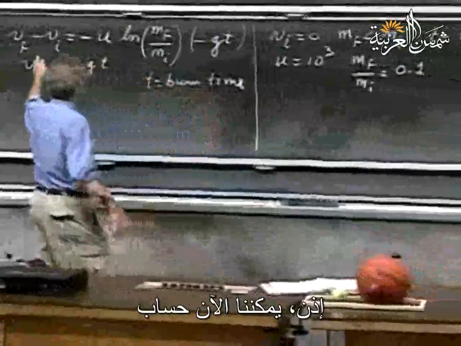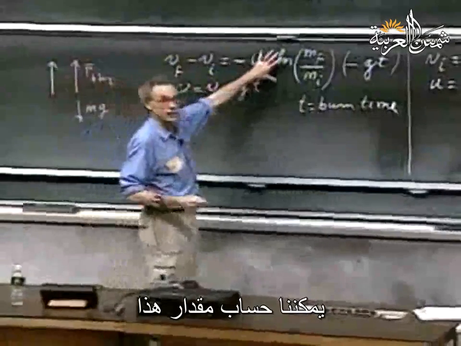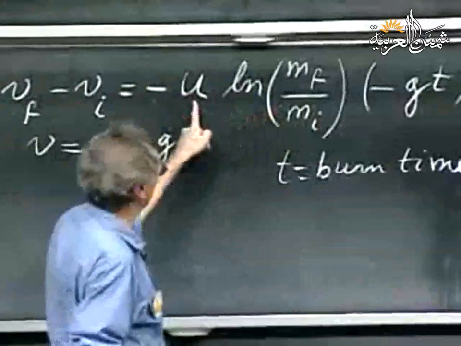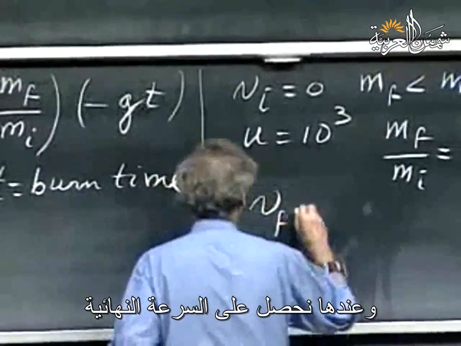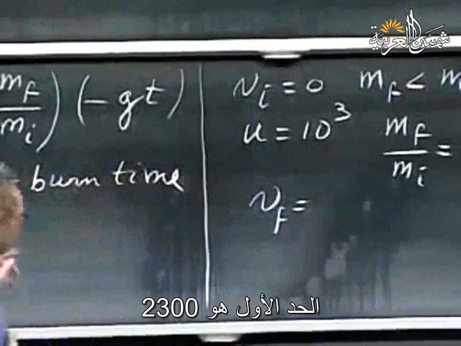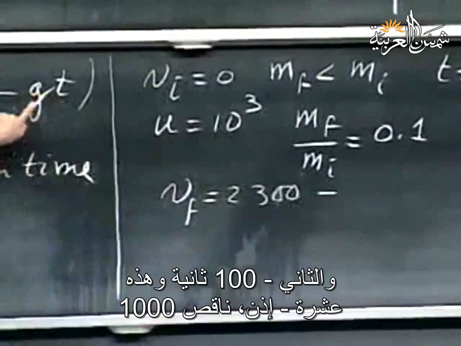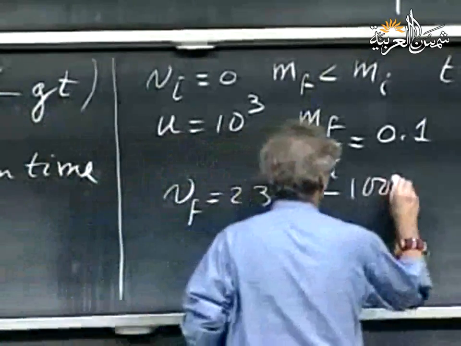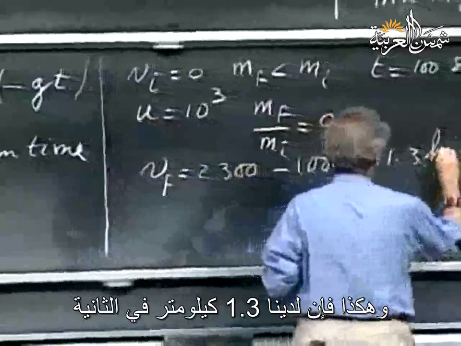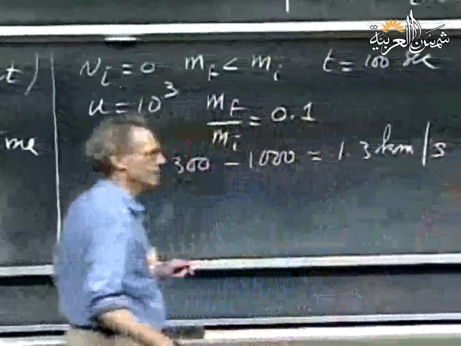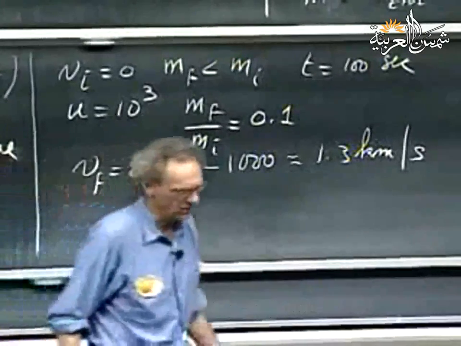So now we can calculate, if this was a launch from Earth, a vertical launch up, how large this term is, take the logarithm of this value, multiply this by minus u, and then we find that the final velocity, the first term is 2300, and the second term, 100 seconds, and this is 10, is minus 1000. So you pay a price for the gravitational field, and so you have about 1.3 kilometers per second as the final speed of that rocket. These are meters per second, and that is in kilometers per second.